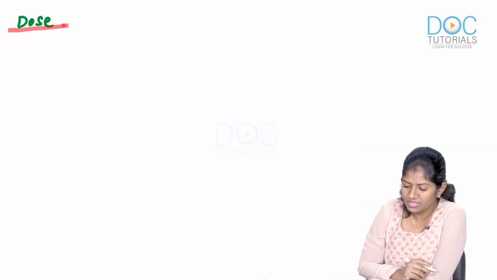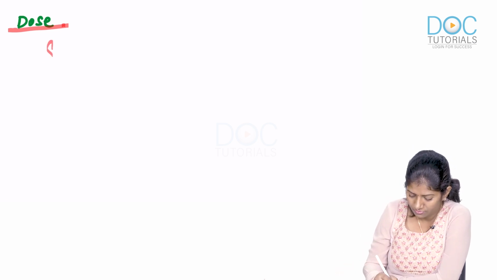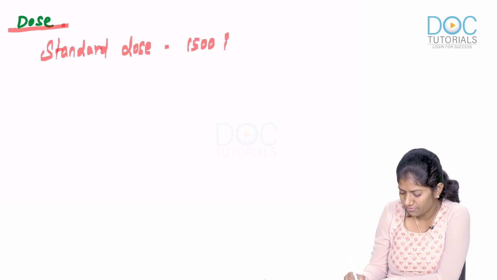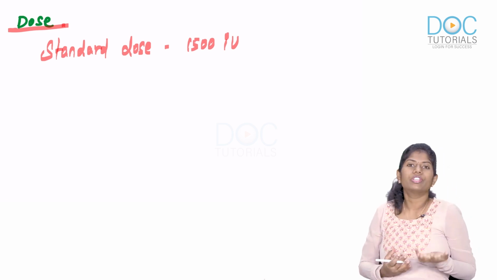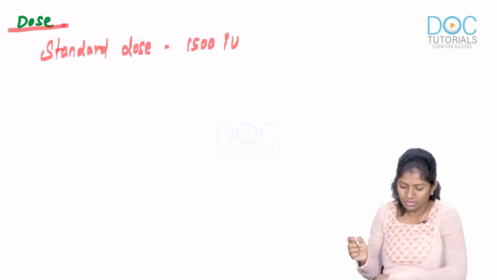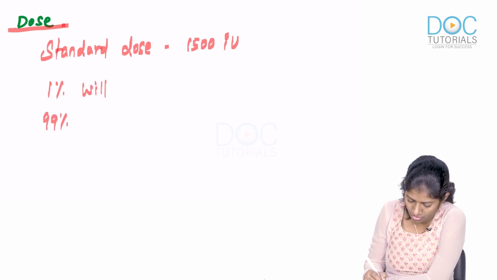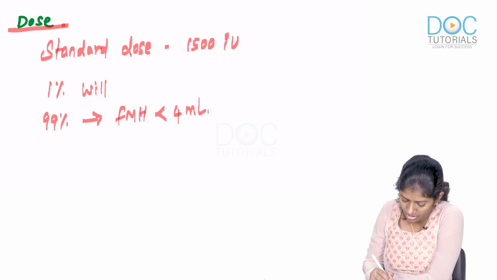Standard dose is 1500 international units. Okay, so standard dose is how much? 1500 international units. But as I already told you, 99% of the women will have a fetomaternal hemorrhage of less than 4 ml. Less than 4 ml. Okay.